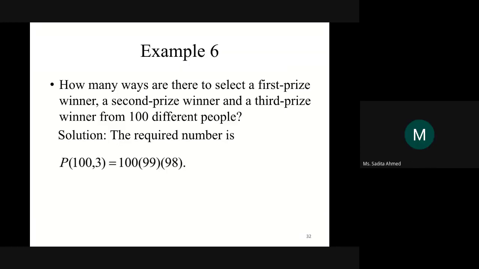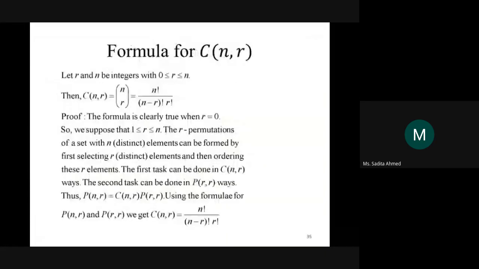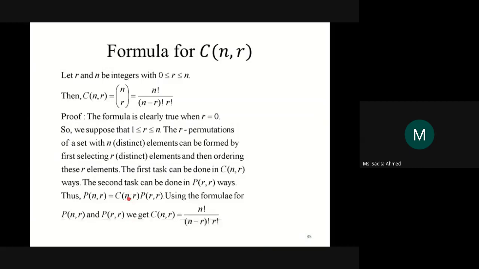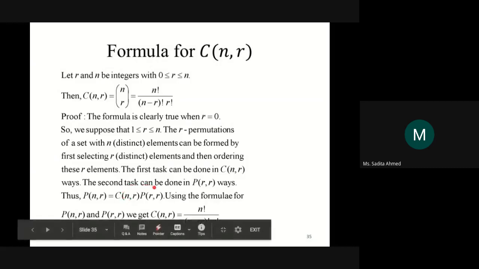So for the generic case as well, PnR, if you want to count R permutations from n distinct objects, it's the same idea. First, you are selecting R objects, which can be done in CnR ways. And for every single one of these choices, you are counting the different arrangements within the R selections, which can be done in PRR ways. So the total number of R permutations from n distinct objects would be the product of the two.